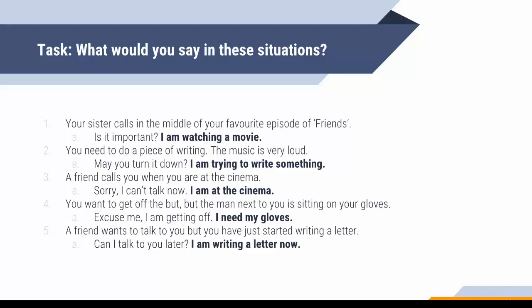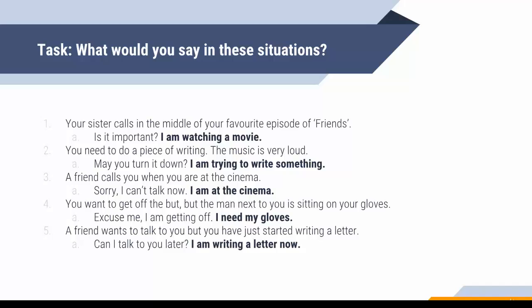You need to do a piece of writing. The music is very loud. May you turn it down? I am trying to write something. If you pay attention to the grammar in this sentence, you will see that you actually practice several structures. I'm trying, present continuous. Pay attention to the spelling. Why? ing added after that.